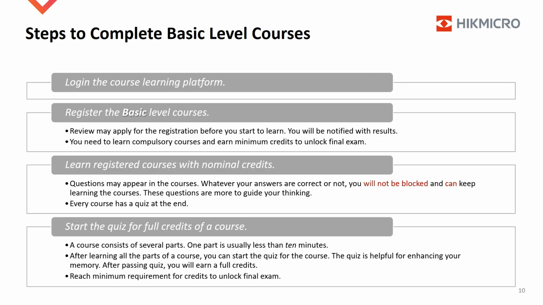You need to learn the compulsory courses and earn the minimum credits to unlock the final exam. Third, learn the registered courses to earn the credits. Attention please. Questions may appear in the courses. Whether your answers are correct or not, you will not be blocked and can keep learning the courses. These questions are more to guide your thinking.